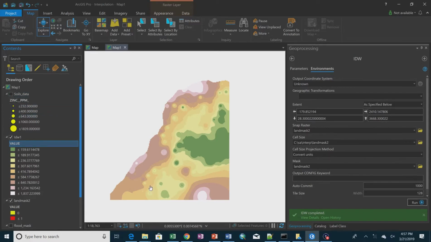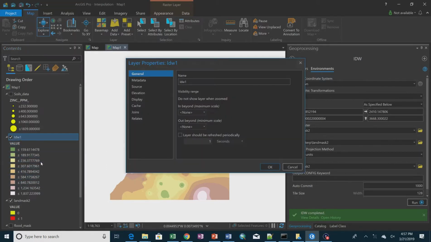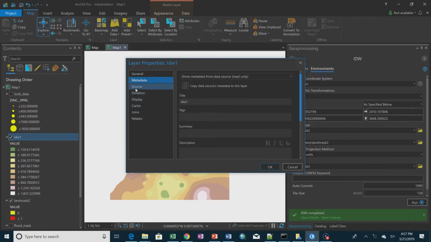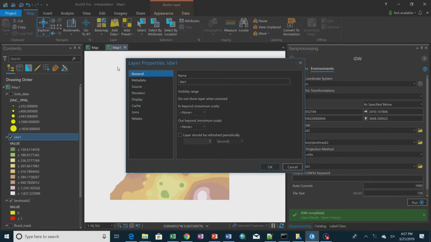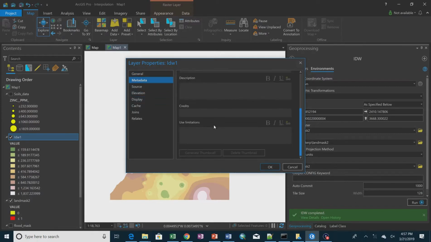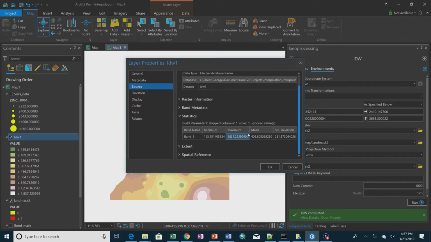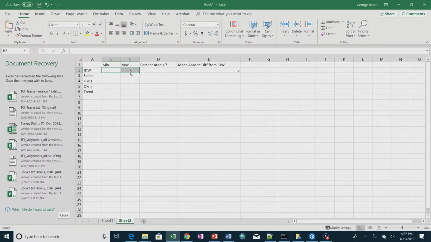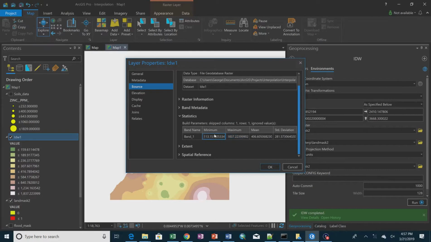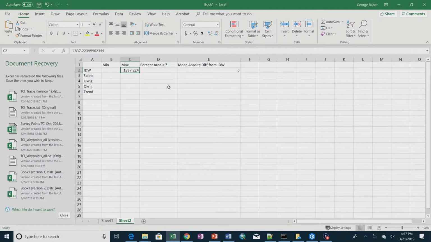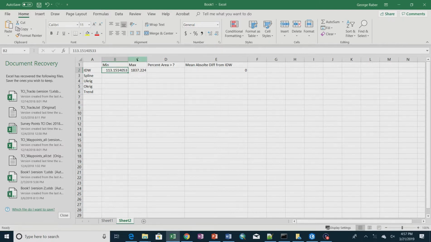What we need to do here is right-click on this data set and look at its properties. It's under source. If you look at the statistics, it will show us the minimum and the maximum value right there. So you can click in here and press Control C. There's the maximum value. Click in, Control C. I didn't get the last number, but it doesn't really matter that much. Control C. So now I've got the minimum and the maximum.